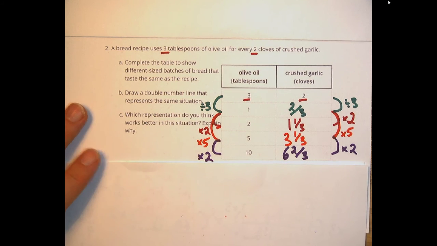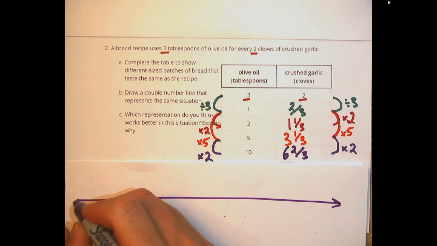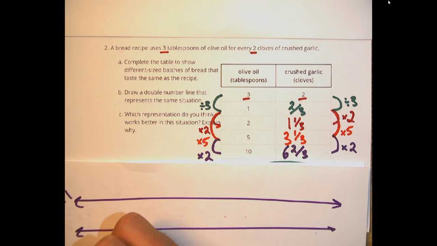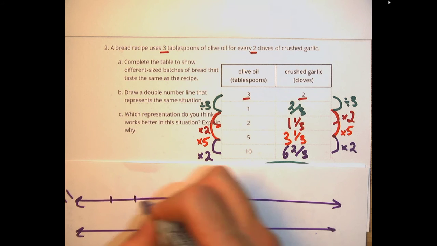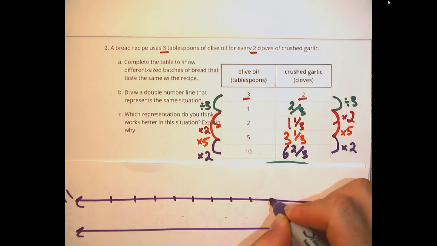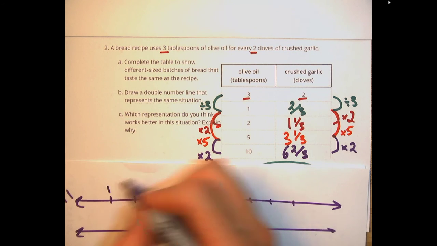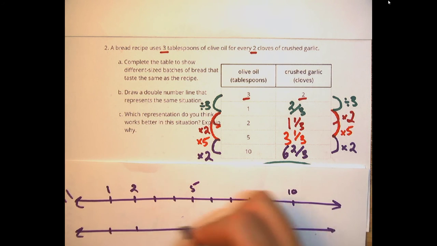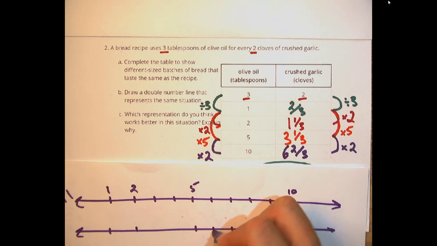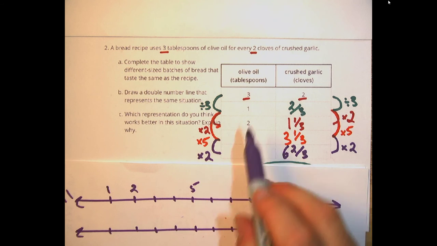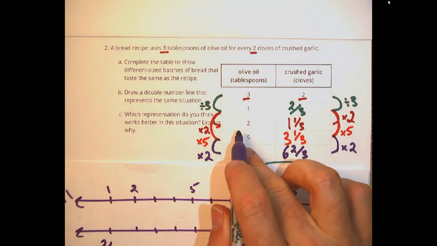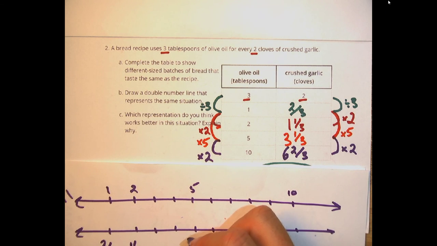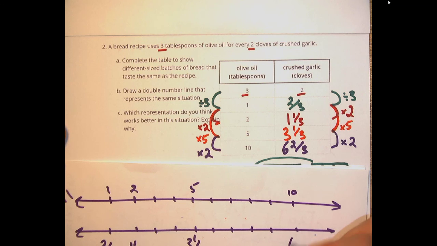I'm out of space, so I'm going to draw it on here. Double number line. We've got oil, cloves. We have 1, 2, 3, 4, 5, 6, 7, 8, 9, 10. 1, 2, 3, 4, 5, 6, 7, 8, 9, 10. Going by ones on the top, we have 1 is 2 thirds. 2 is 1 and a third. 5 is 3 and 1 third. 10 is 6 and 2 thirds.